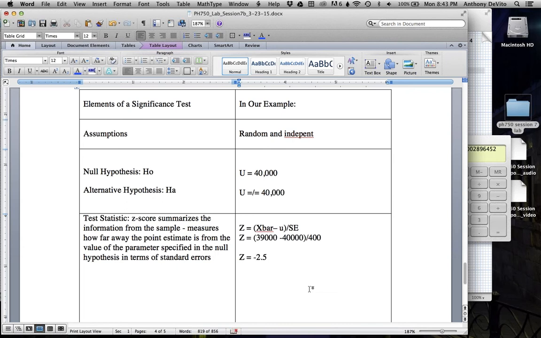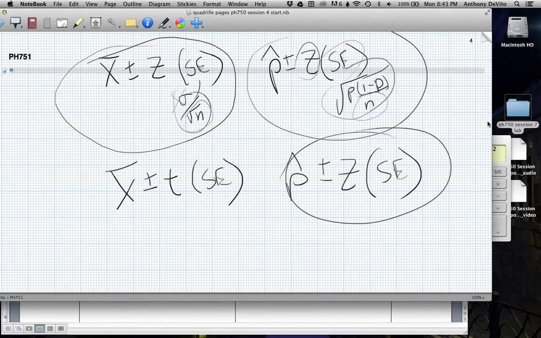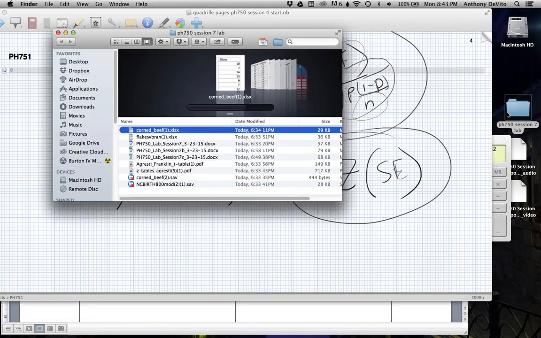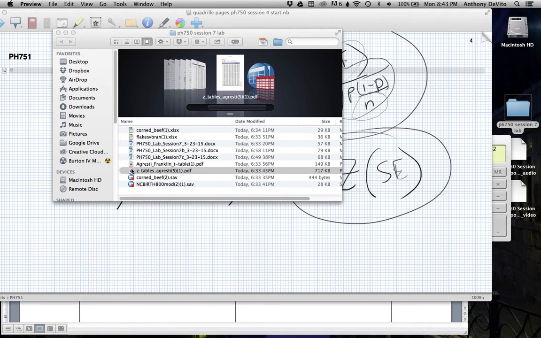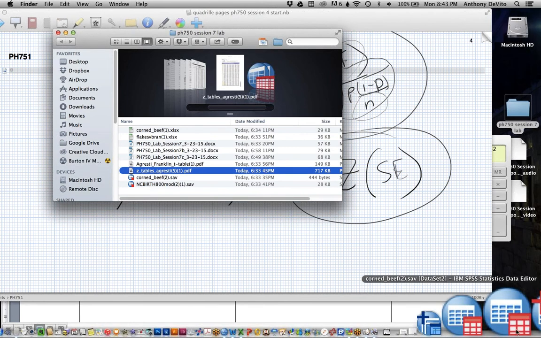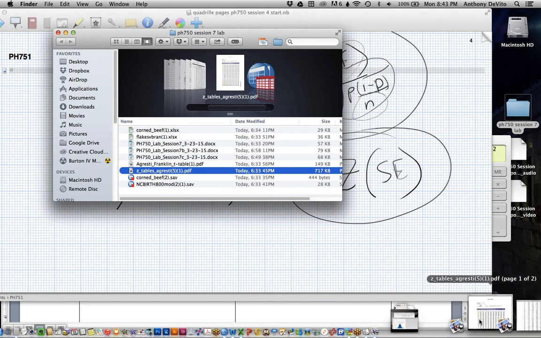If I go to my Z table now, what's the probability of getting a result where these two are 2.5 standard deviations apart? I'm going to go to my Z table. Okay, and I think I got it on here. Where's my Z table? Here's my Z table. I think I got it open already, so that's why it's not popping up.